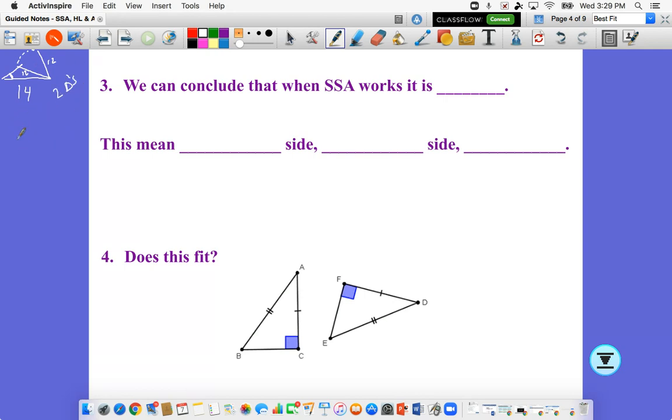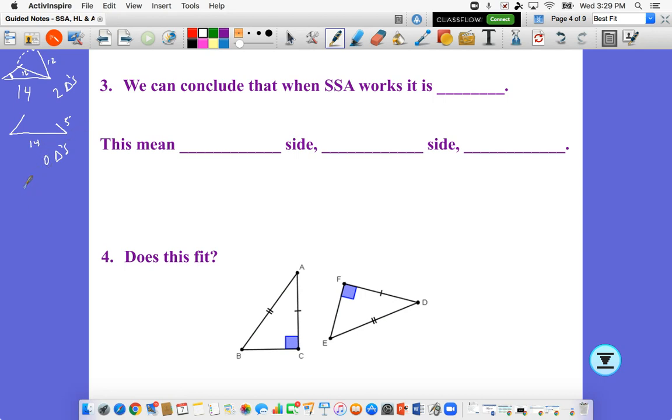If you remember, if I had one that was way too short, so there's my angle, there's my 14, and there's my little one, let's say 5, I got no triangles. So that was an issue when I had the shorter side and then the longer side and then the angle. That really didn't work for me.